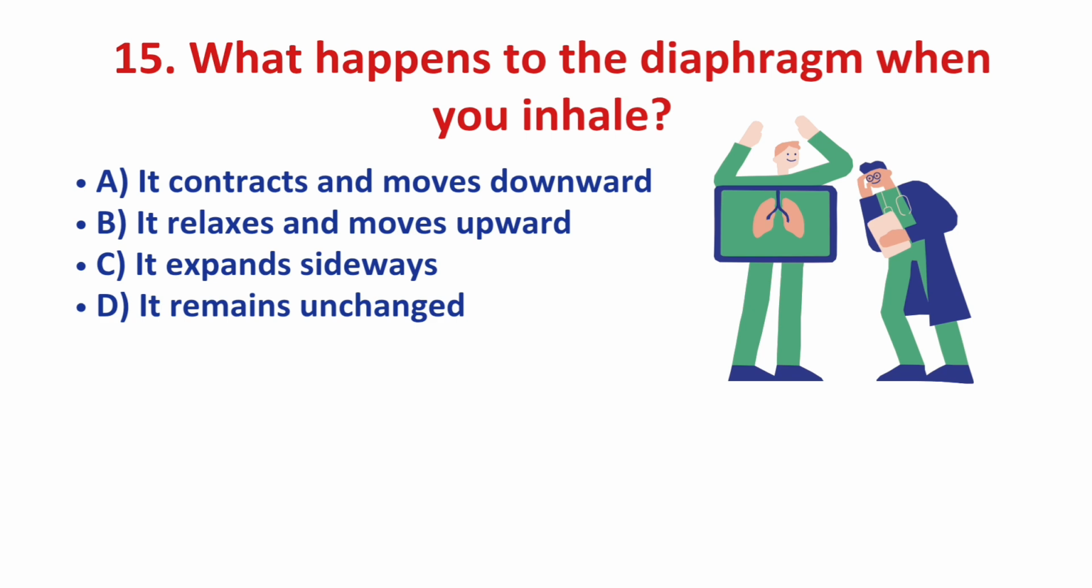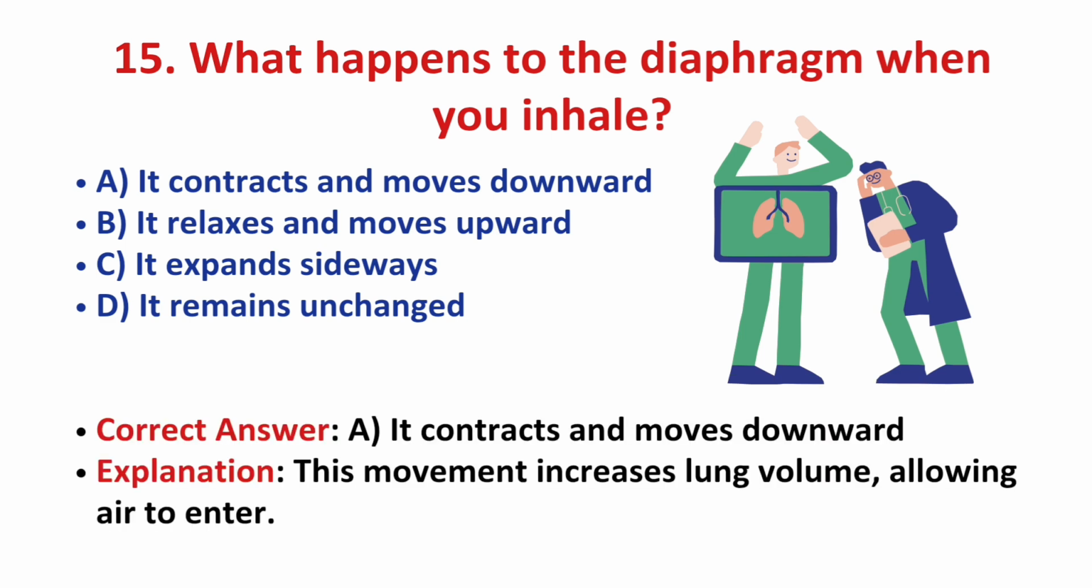What happens to the diaphragm when you inhale? Options: it contracts and moves downward; it relaxes and moves upward; it expands sideways; and it remains unchanged. And the correct answer is option A, it contracts and moves downward. Explanation: this movement increases the lung volume and allows air to enter inside. So the correct answer is option A.